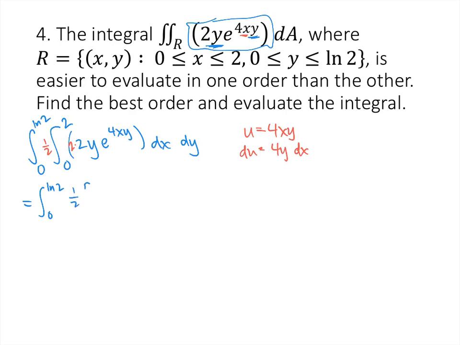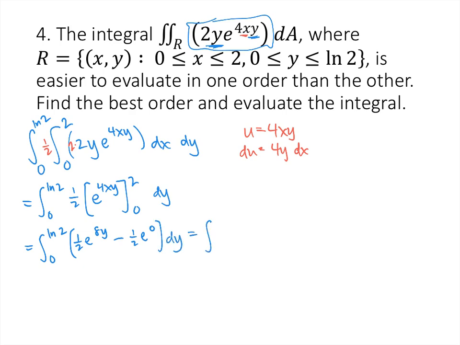I've got a 1/2. And my antiderivative is going to be e to the 4xy, because the antiderivative of e to the u is e to the u. Plug in 0, plug in 2, and subtract. Remember that I'm plugging those numbers in for x, not y. So I have 1/2 e to the 8y minus 1/2 e to the 0. Remember that e to the 0 is not 0, it's 1, so don't get that wrong. So we've got 1/2 e to the 8y minus 1/2.